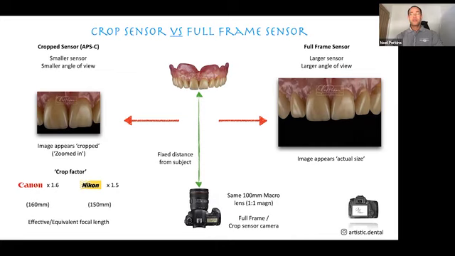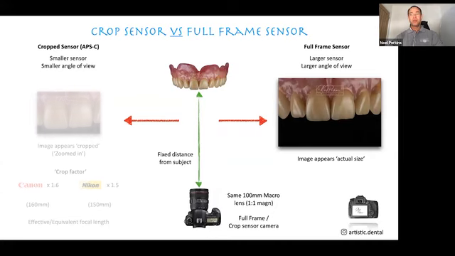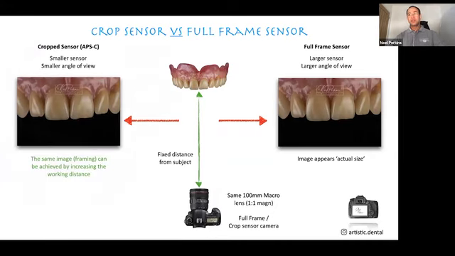And therefore, you take that crop factor, you multiply it by the focal length of your lens. In this case, I wanted a 100 millimeter macro lens. And your effective focal length is 160 and 150 millimeters, respectively. So what this means is that to get the same composition, the same framing, you need to stand a little bit further back from the patient.